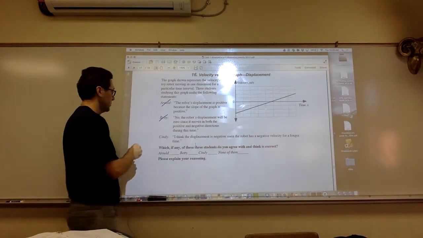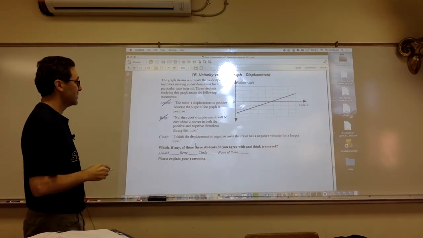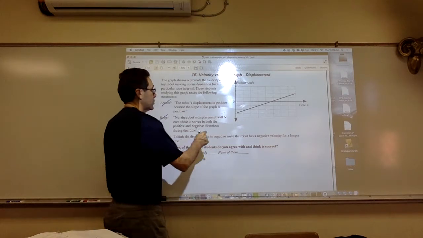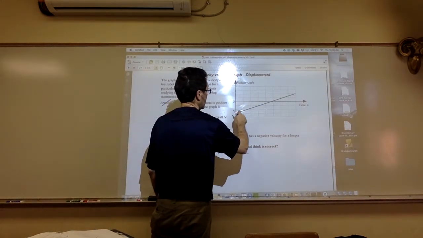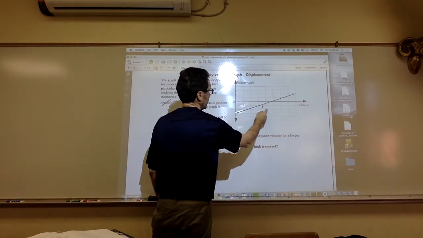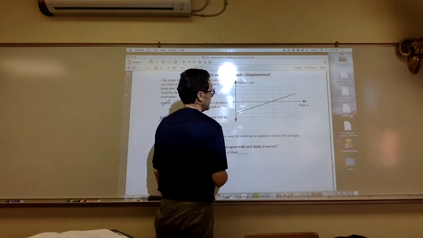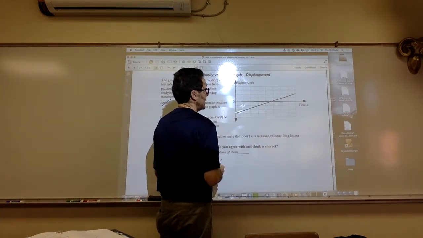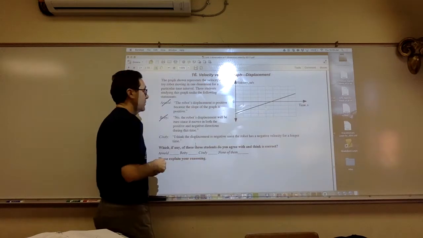So she's out too. I think the displacement is negative since the robot has a negative velocity for a longer time. That's what I just said earlier. So you have a negative velocity for 1, 2, 3, about 4.5 units of time. Here you only have a positive velocity for about 3.5 units of time.